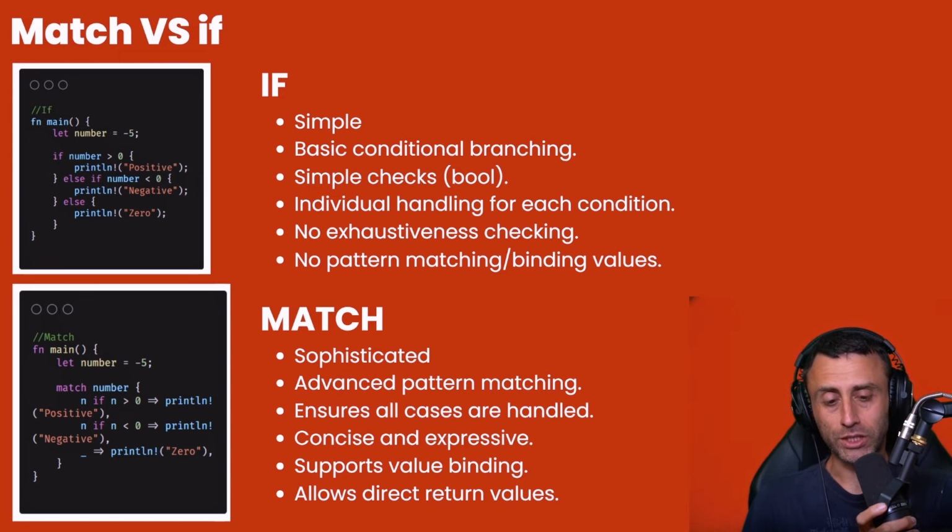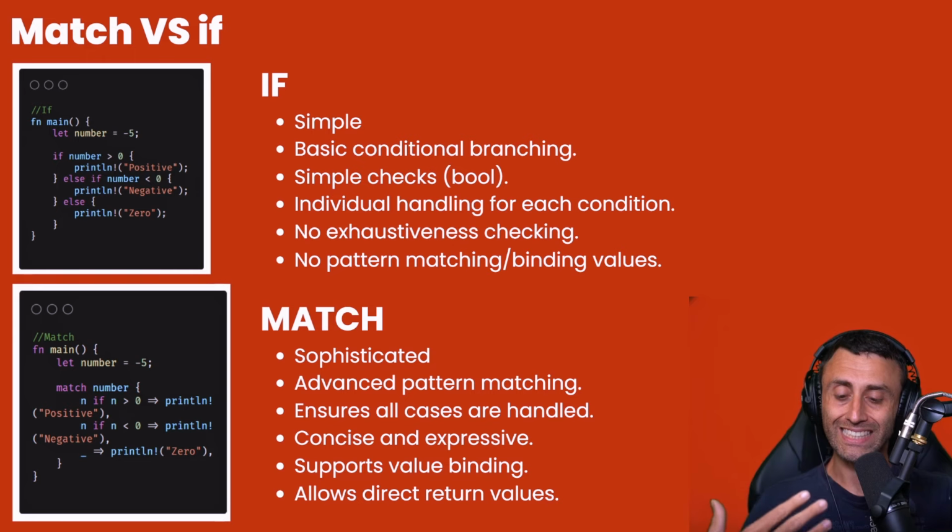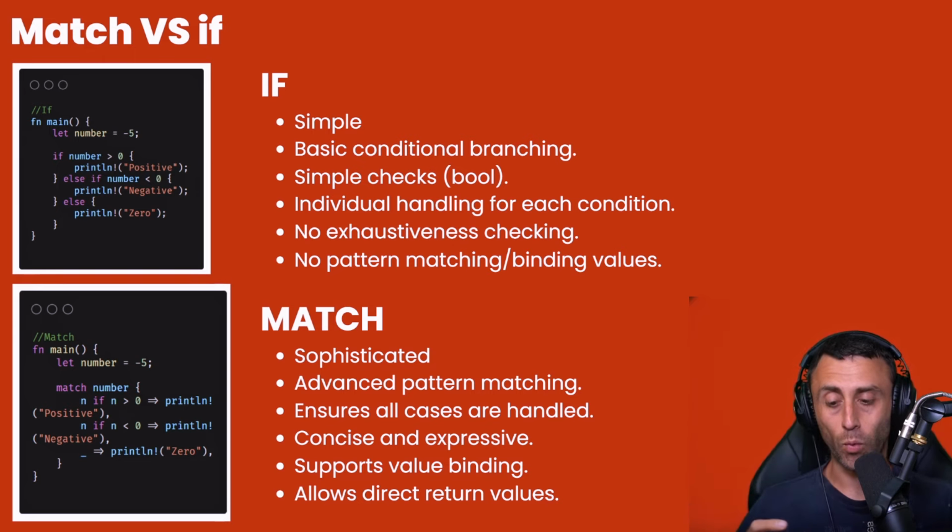Let's see the match statement. It's more sophisticated, so it's a bit more complicated, but it has this advanced pattern matching. So we can match different things and then execute some code. This is my favorite thing about the match statement. We'll see an example later. A match statement ensures all cases to be handled. It will force us, developers, to implement all the cases. It's also very concise, it supports value binding, and it allows to return values. The match statement can be evaluated to a variable.